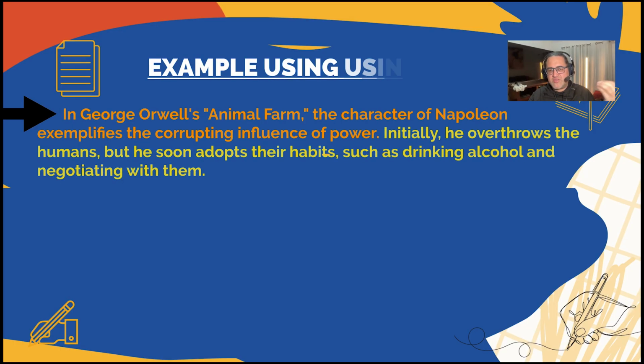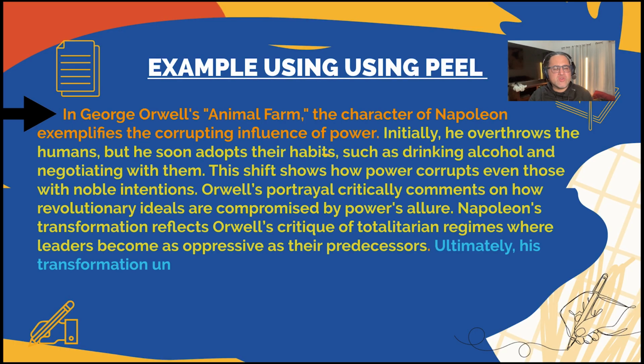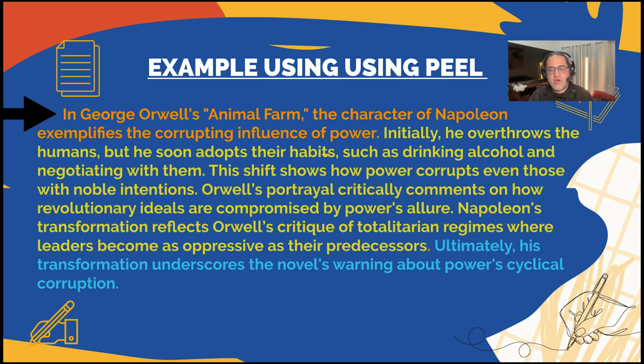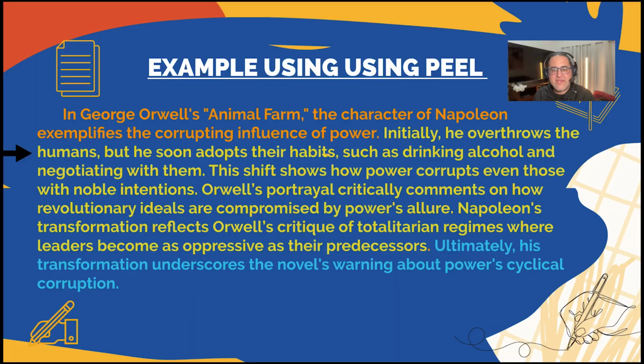Let's take a look at this paragraph. First, we have our topic sentence, or point. In George Orwell's Animal Farm, the character of Napoleon exemplifies the corrupting influence of power. Then we have the supporting sentences, in this case, the sentences that present the evidence and evaluate it. Let's take a look. Initially, he overthrows the humans, but he soon adopts their habits, such as drinking alcohol and negotiating with them. This is evidence, direct evidence from the book. This shift shows how power corrupts even those with noble intentions. This is an explanation of that evidence.